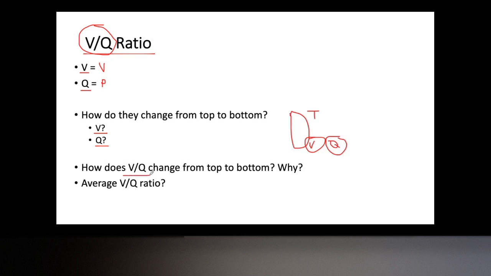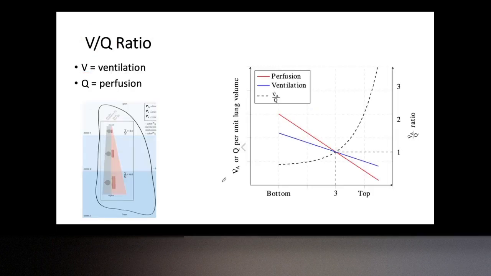Do you know how the VQ ratio changes from top to bottom and why? And what is the average VQ ratio? Because I see that you know everything. 0.8. Yes, that's the average, 0.8. And how does this change? Is it higher or lower on top and bottom? At top it's higher, at bottom it's lower. Yes, so it changes like this.